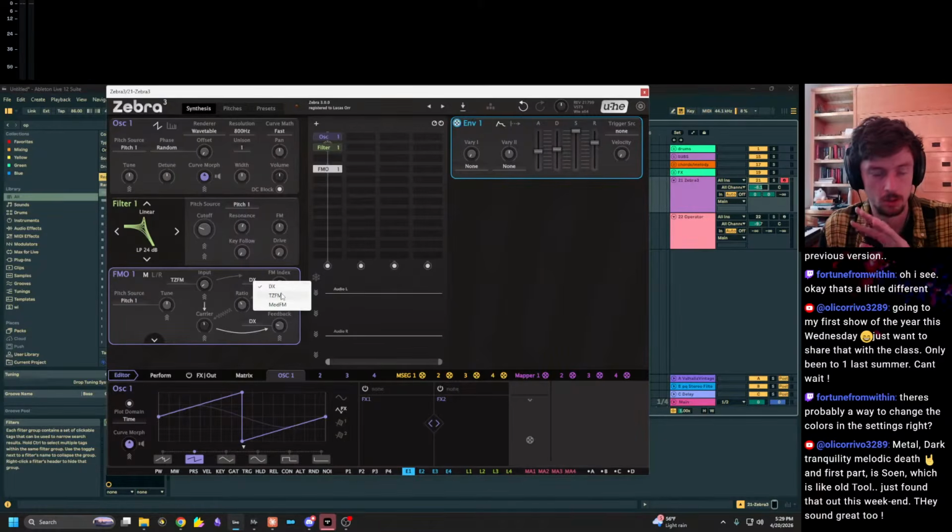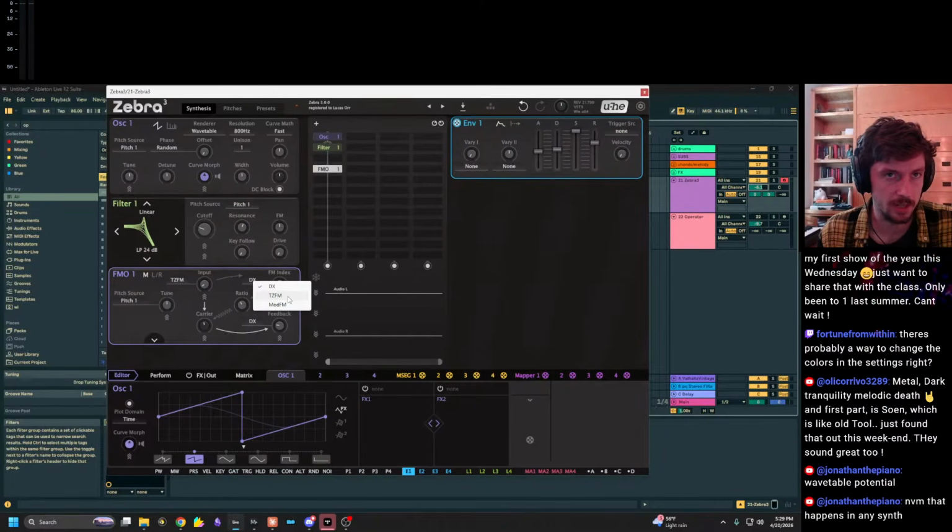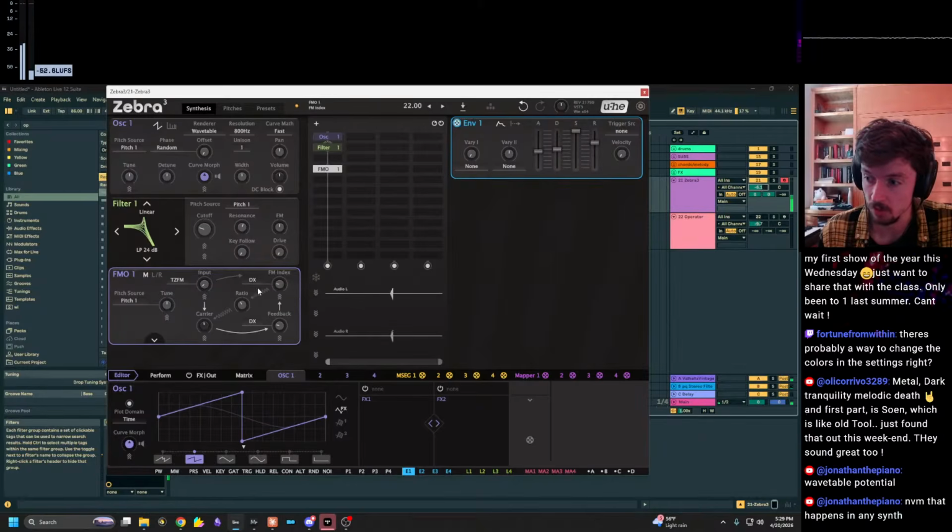Also, DX and TZFM, no one knows what that means, except for old people who have hardware synths. Right? I can't fully remember. I think TZFM is through-zero FM synthesis, which I think is actual frequency modulation, and I think DX is phase modulation, and they're just funny words that come from old stuff. I don't know.